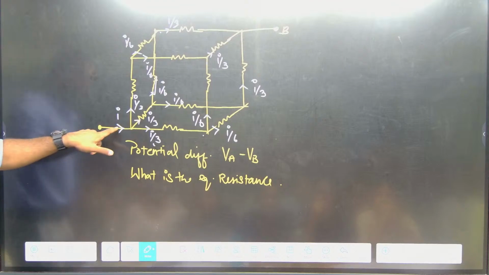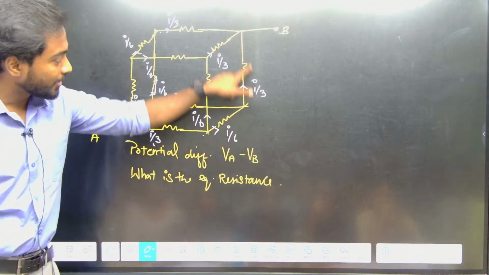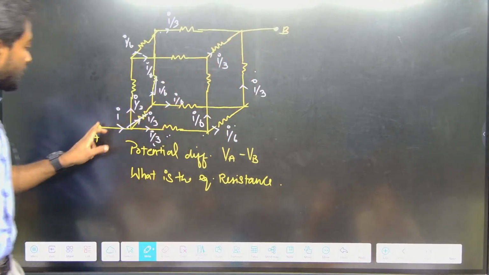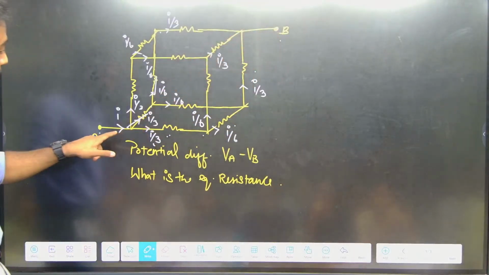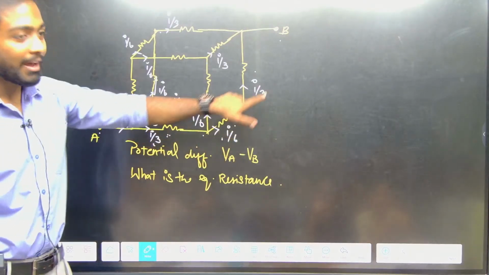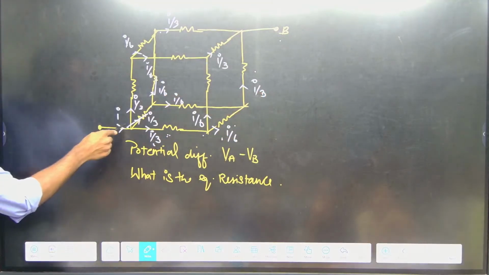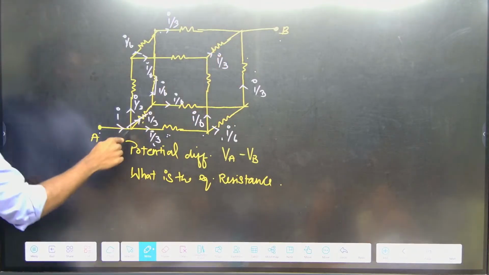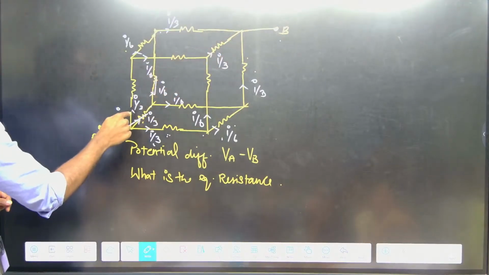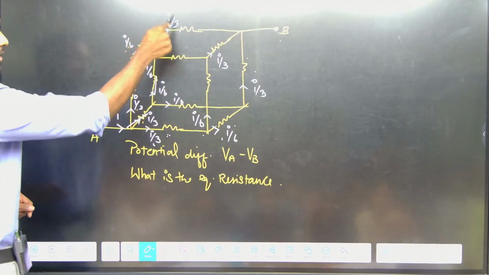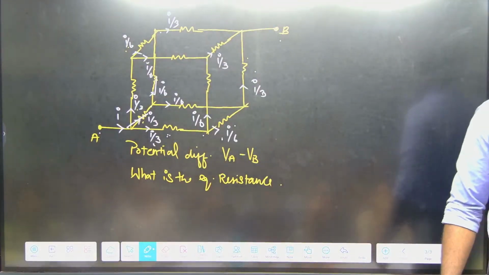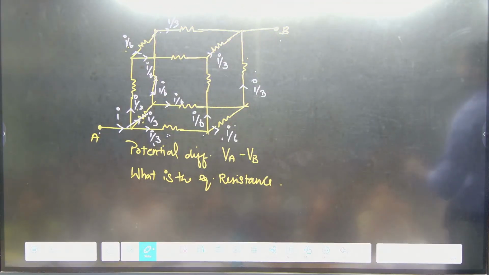So if I travel in this direction, I am getting 3 resistances, no? 1, 2, 3. I am traveling from A to B. So if I travel here, I3, I6, I3, I am crossing. If I travel in this direction also, I3, I6, I3. If I travel in any direction, I will come across I3, I6, I3. Whatever direction you want, you can go, but the direction should not be repeated.